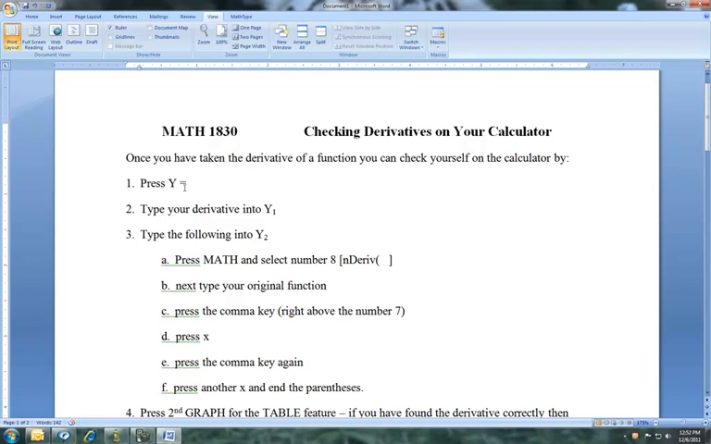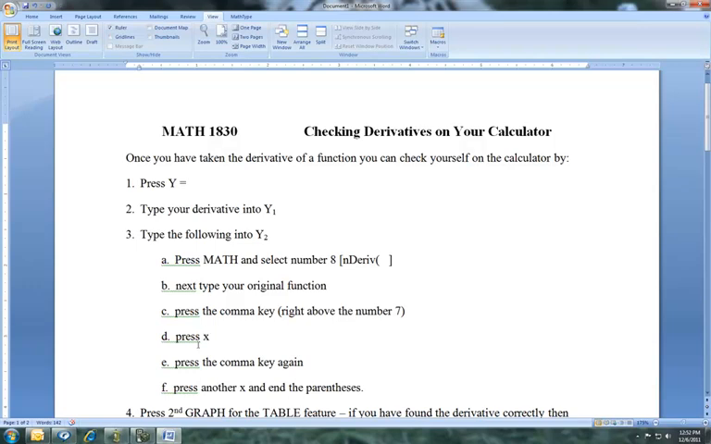Make sure your calculator's on. Type your derivative into Y1. Then in Y2, press Math and select number 8, which is nDeriv. This is asking for the numerical derivative. You type in your original function. You press the comma key, which is right above number 7.